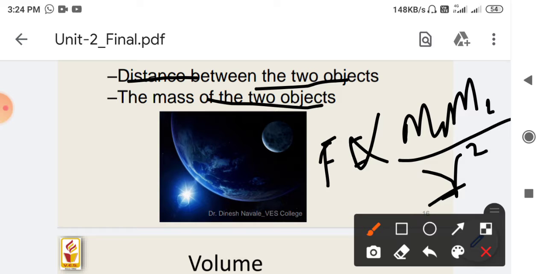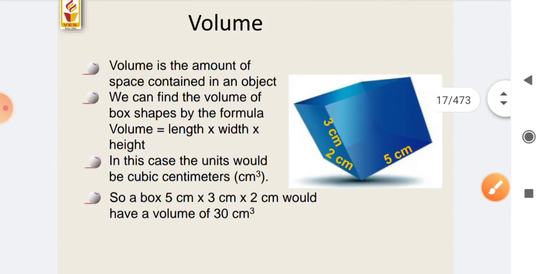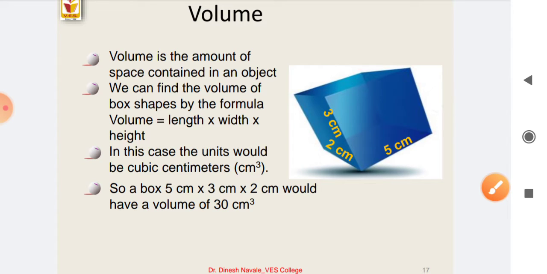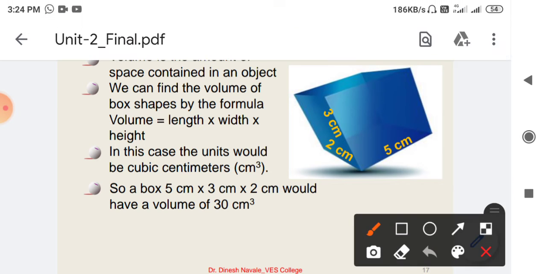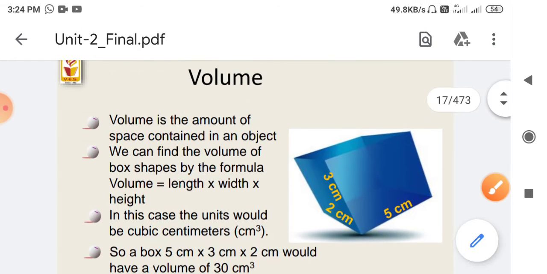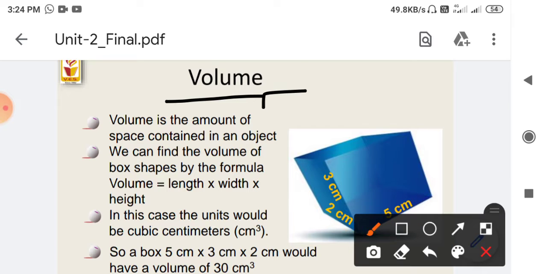Based upon that equation we can say that the gravitational force depends upon the masses of the two objects and the distance between the two objects. Now the next variable is the volume, and it is again a derived variable. How can we derive that?